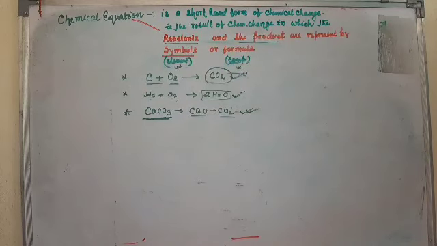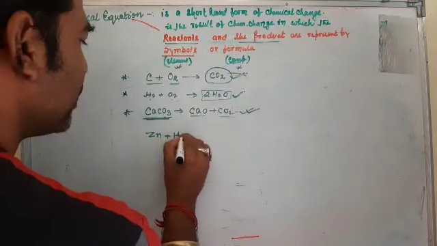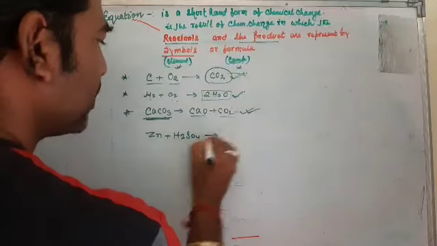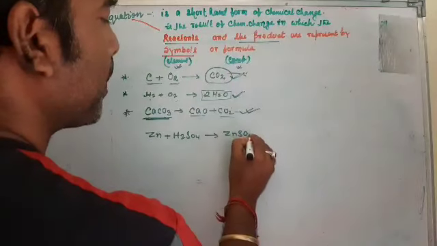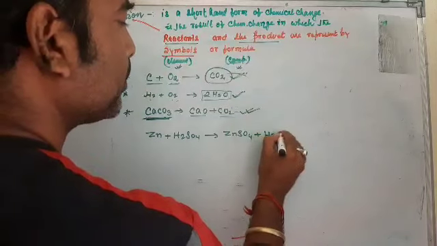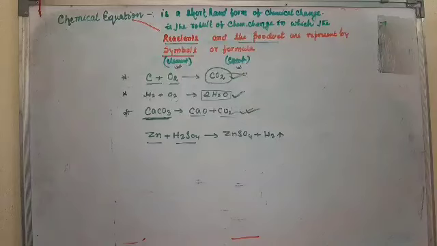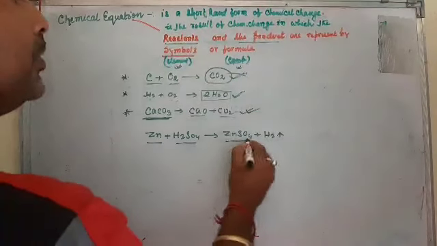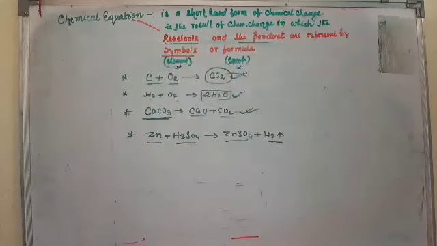Some more examples you can take. Two reactants and two products, very easy: zinc plus H2SO4 gives ZnSO4 plus H2, the formation of hydrogen. Here there are two reactants, zinc and sulfuric acid, and two products are formed, ZnSO4 and H2. So this is one more example of two reactants and two products.